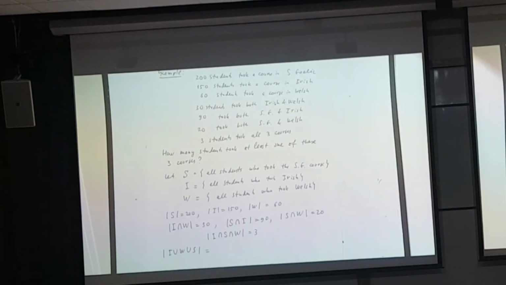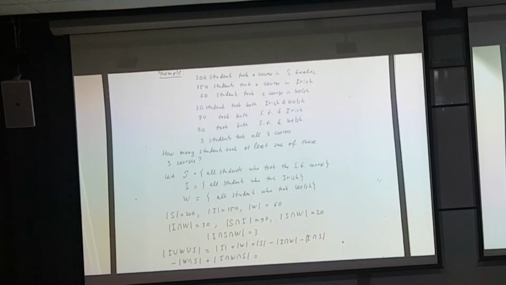So using this general boxed formula for the three sets, we can write this as the number of elements in I plus the number of elements in W plus the number of elements in S minus all the double intersections: I intersection W, I intersection S, minus W intersection S, plus the triple intersection I intersection W intersection S.